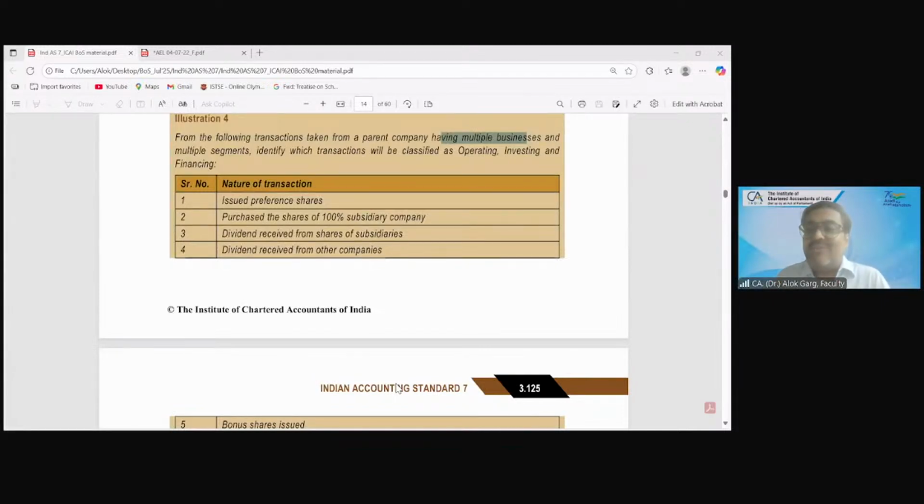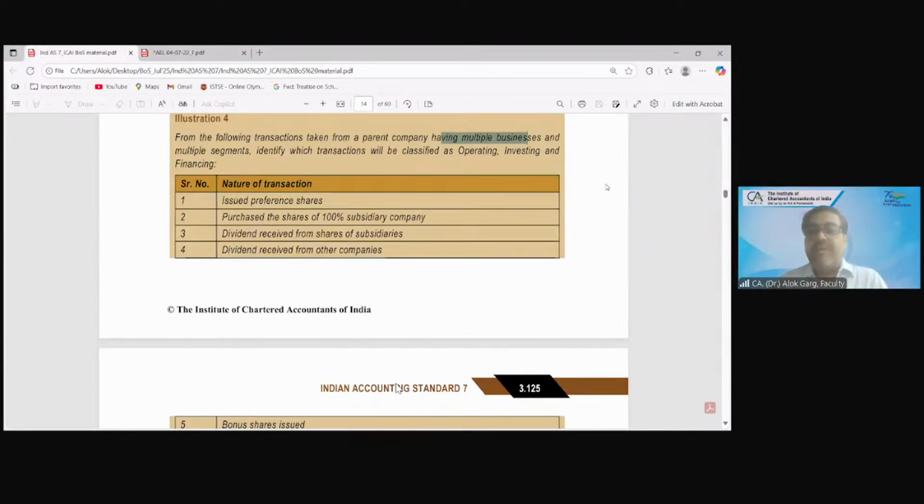The company has not invested in the preference shares. The company has issued preference shares, meaning the company has raised money by way of issuance of preference shares. It's a capital structure of the entity. Correct? Clear? Yes, sir. The company has raised money from the market. Purchase of 100% shares of a subsidiary company. Investing. It's an investing activity.